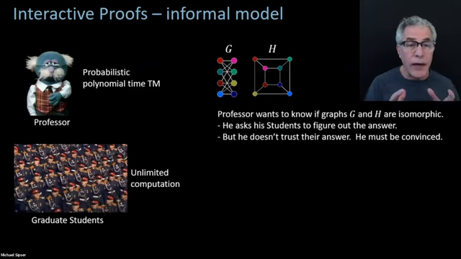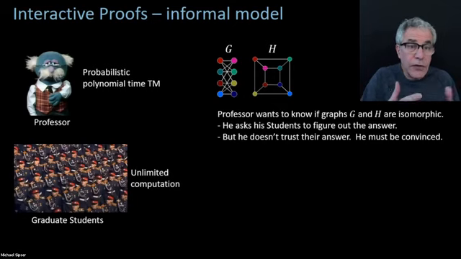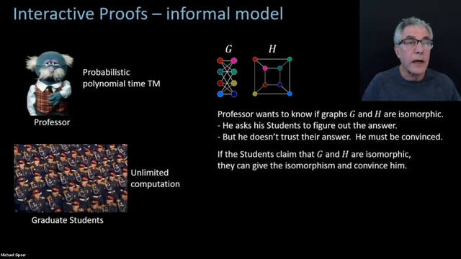Well, if it turns out that the graphs were isomorphic and the students figure that out, then life is good. Because what are they going to do to convince the professor? They're going to hand over the isomorphism and show, yeah, those graphs really are isomorphic, and here's how the correspondence works. Professor can check, oh yeah, now I'm convinced. But suppose the graphs were not isomorphic.